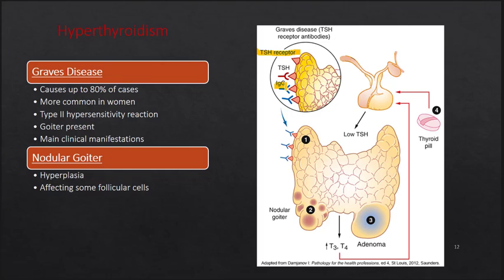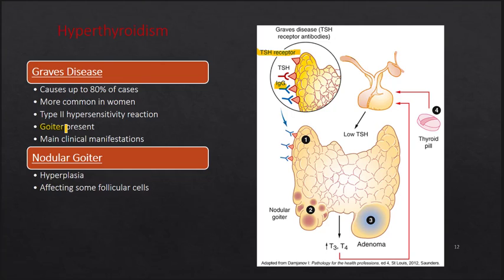What they end up doing is overriding the normal negative feedback that would otherwise keep everything at its proper level, or at homeostasis. So it's the stimulation of the thyroid stimulating hormone receptors by the thyroid stimulating immunoglobulins that leads to hyperplasia of the gland, or the presence of that goiter.